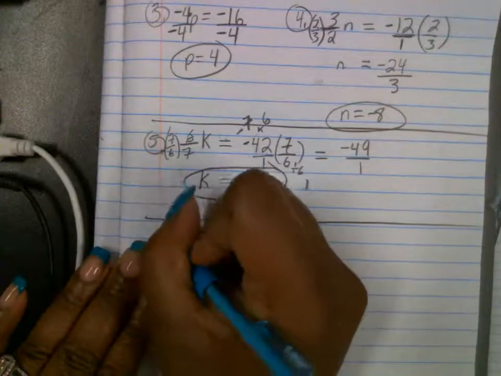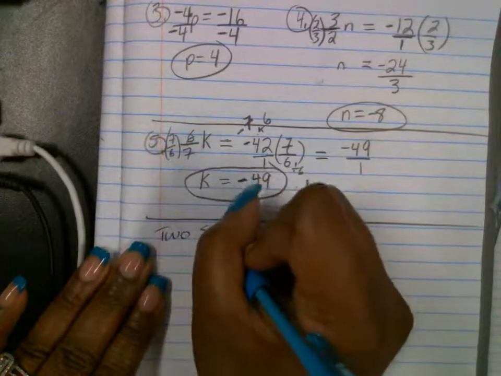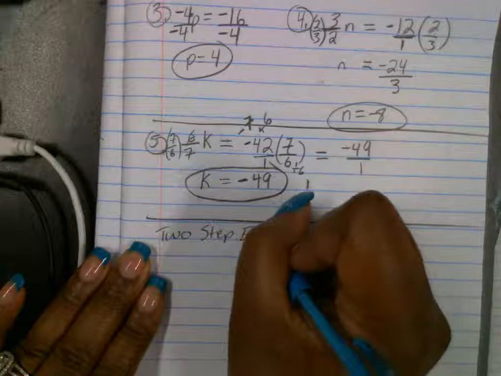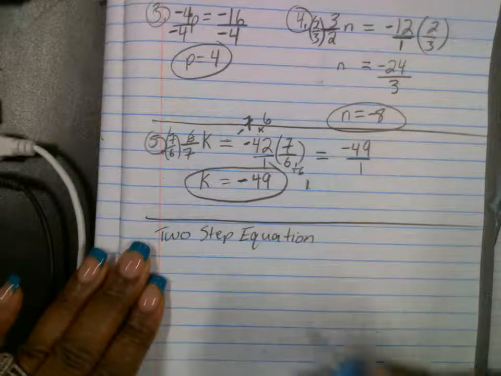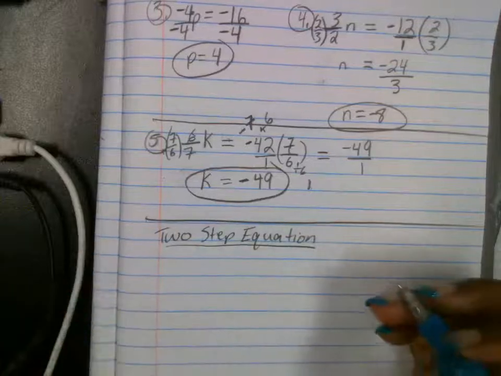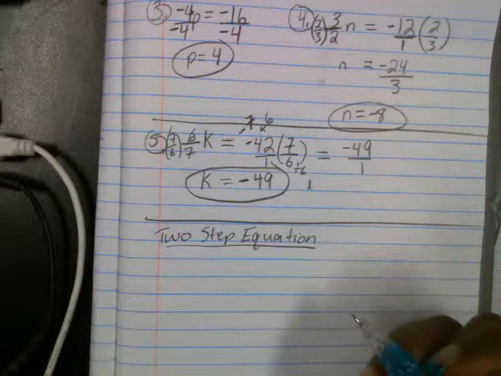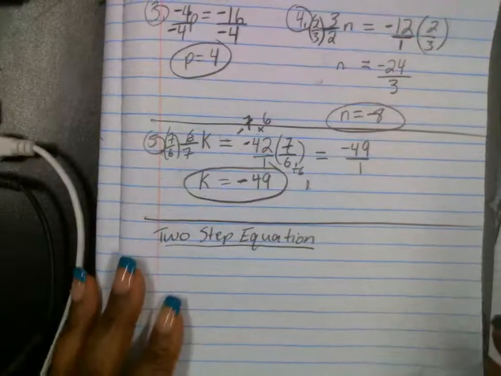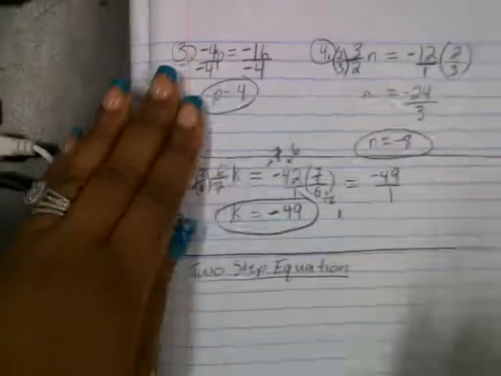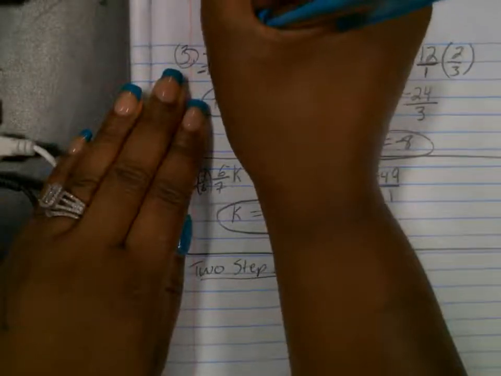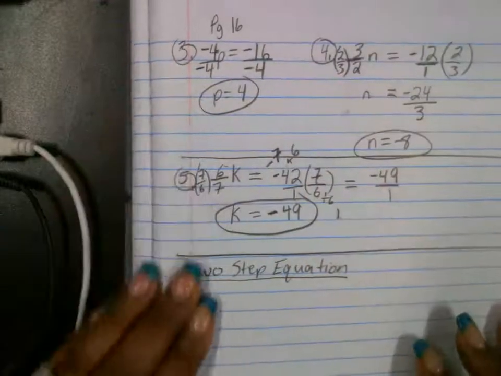Okay, so now let's do 2-step. We can put it on the other side. Yeah, you can. It's the same page, though. Don't change the page number. Yeah, this is the same page. Page 16 continued, okay? So don't do a different number. It's still 16.